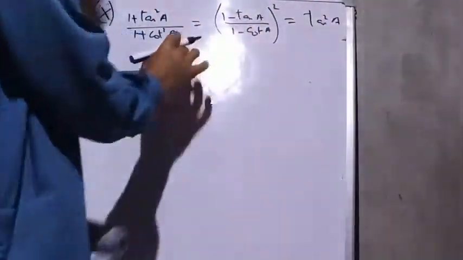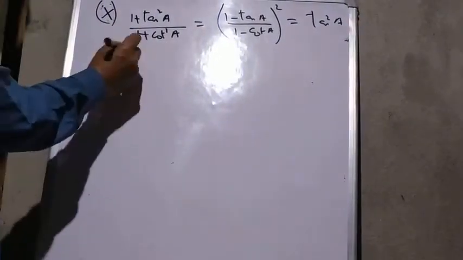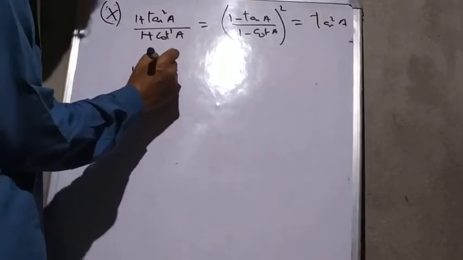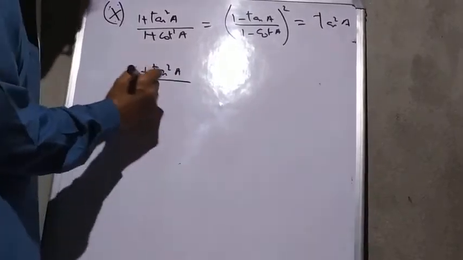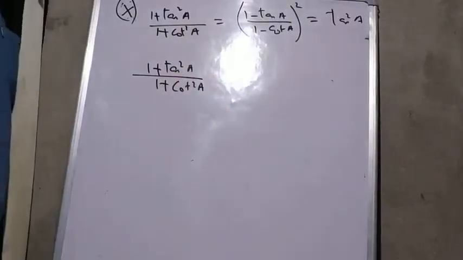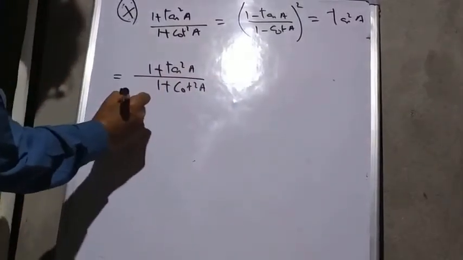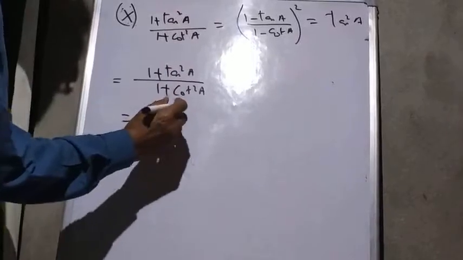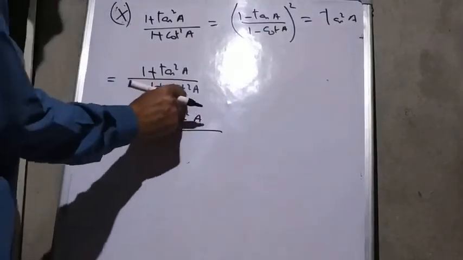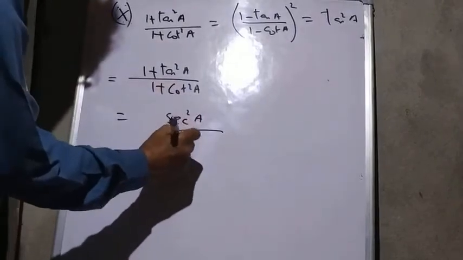Now let us separately simplify these. Let's take the left hand side. This is 1 plus tan square A divided by 1 plus cot square A. So what is 1 plus tan square A? 1 plus tan square A is sec square A. And what is 1 plus cot square A? It is cosec square A.